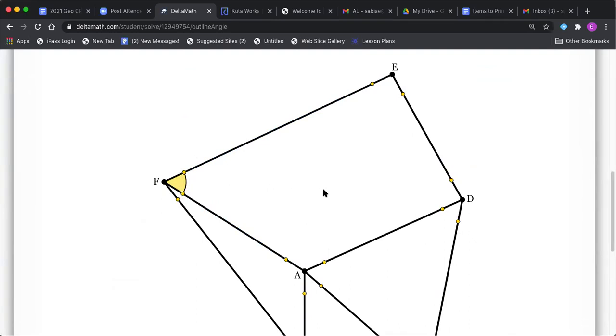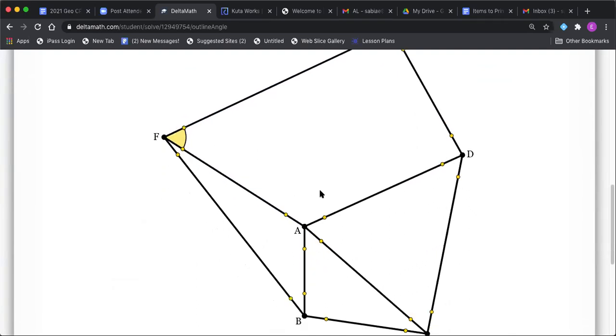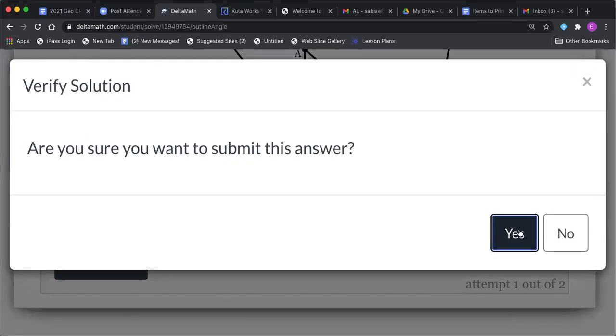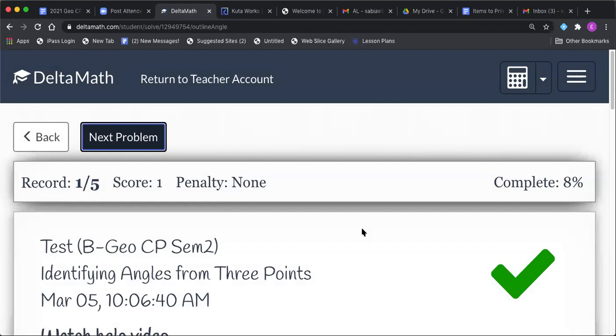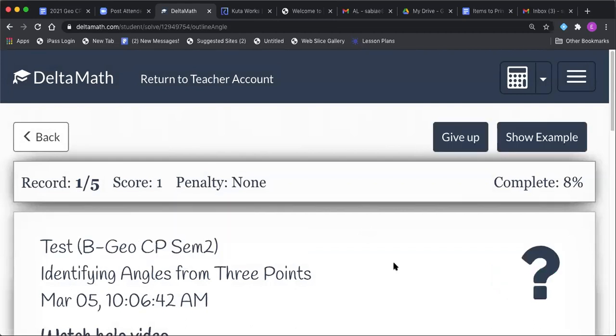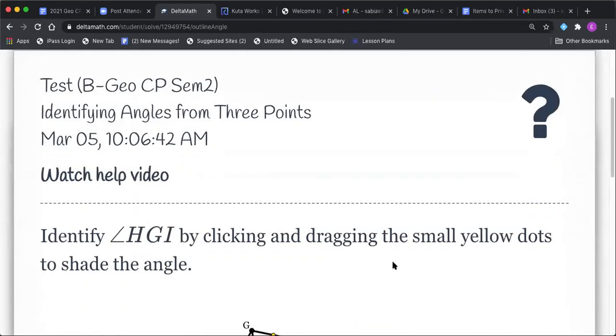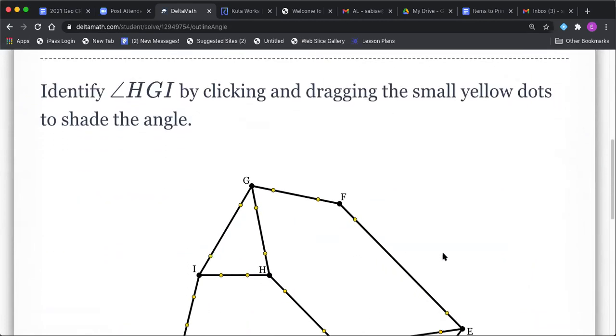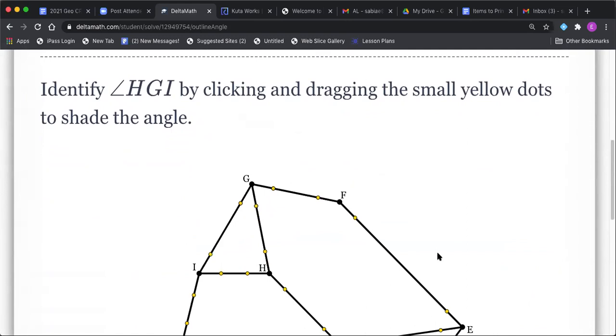Shaded in yellow. Isn't that cool? I can't tell you how helpful this little tool is for me as a geometry teacher to make sure that you know what angle is what. Okay, HGI, I do the same thing. I start at H, I'm going to go to G, and then I head towards I. So that means it's this angle I'm trying to shade.